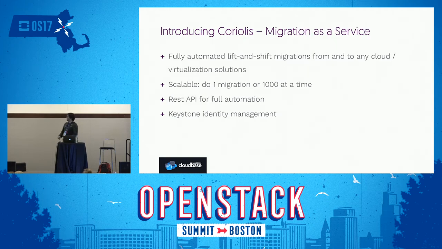Okay, so now that we set the context, let's introduce Coriolis, which is a project that we wrote for exactly this reason. It's a fully automated lift and shift migration from and to any cloud or virtualization solution. It's scalable. You can do one migration or 1,000 at the same time. It has a REST API, and it uses Keystone for identity management.